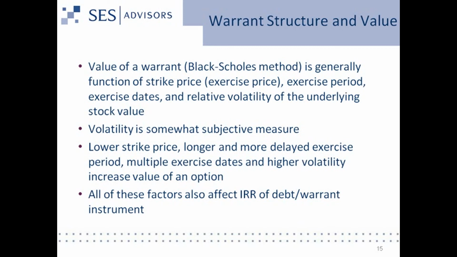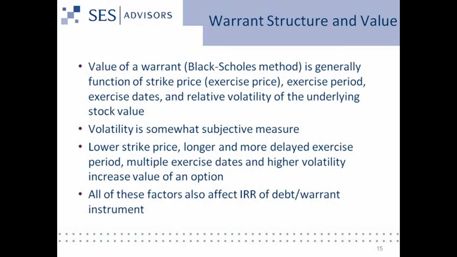And the key variables are what's the strike price relative to the current value, what's the exercise period, when can the warrant be exercised, is there a single date or multiple dates, and what is the relative volatility of the underlying stock value. Volatility is sometimes also referred to as beta. The more variation there is in the stock price, actually the more valuable the warrant can be, because you can have more chances of having an outsized return on it.